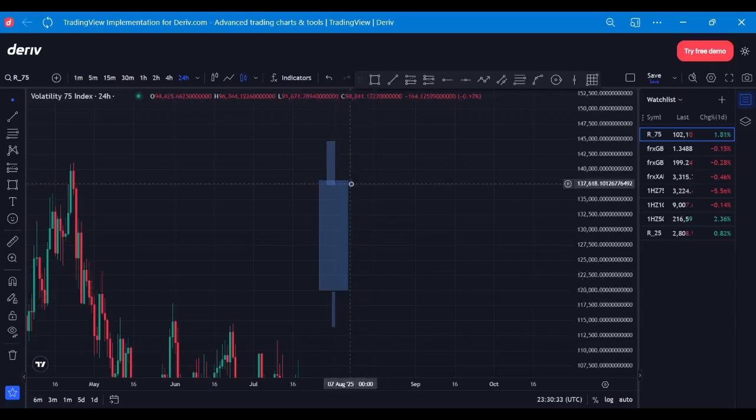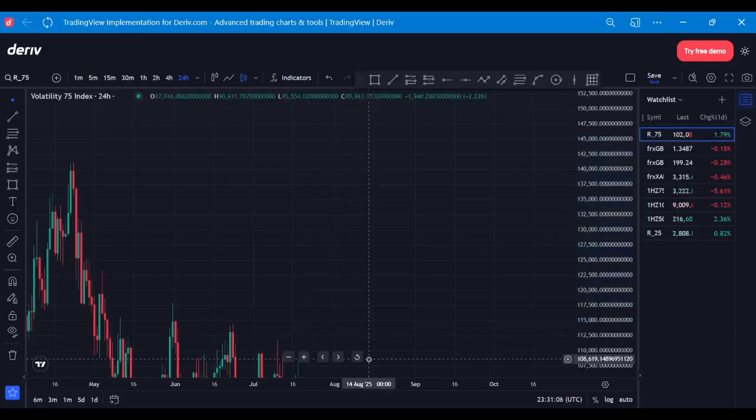Then what's the function of the wick? The wick is trying to tell us the peak of price movement, the peak of the candle. So if it opens here, it means it went down to this place first before it pushed up to this place, then down to this place before it closed. Open here, reach here, went back up to this place, came back to this place, then close. So yeah.